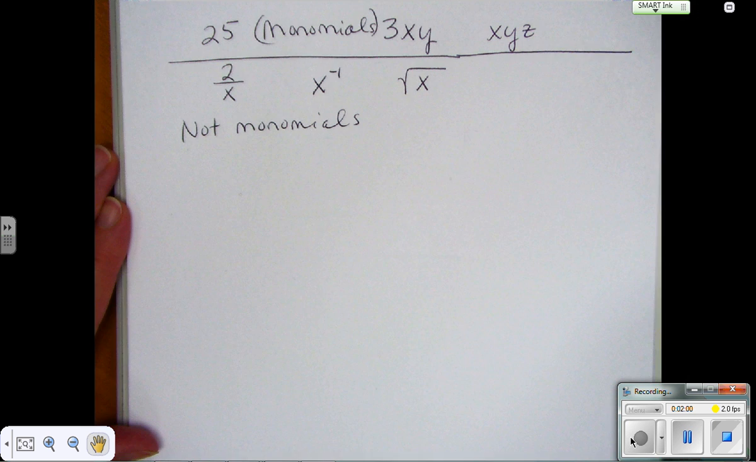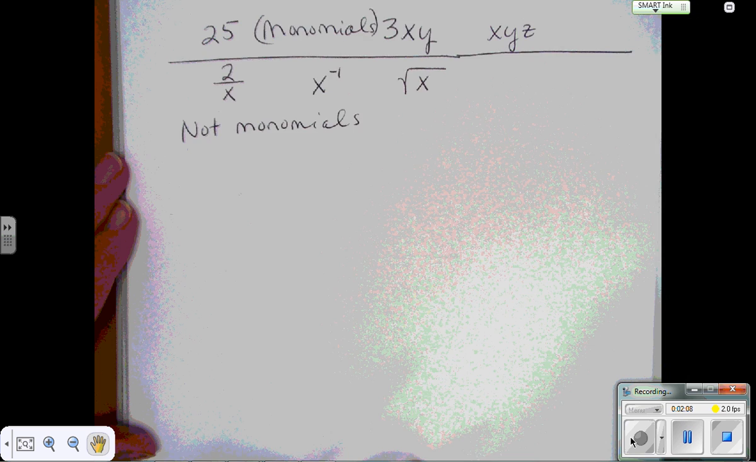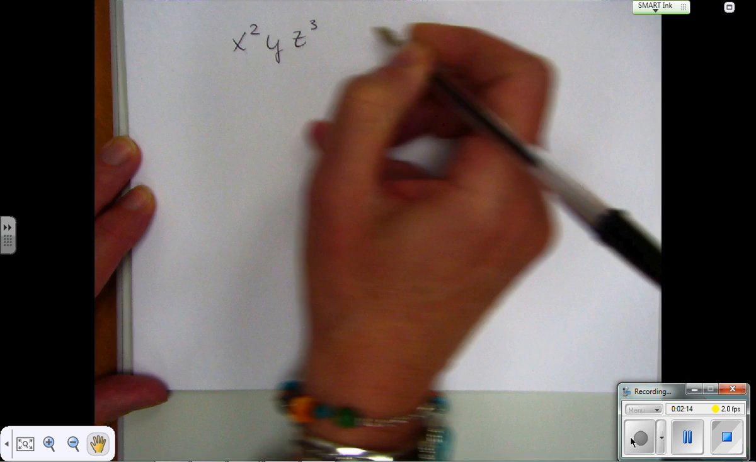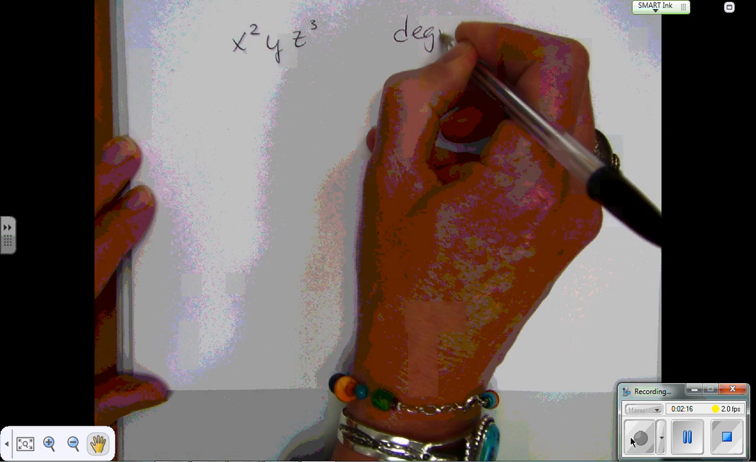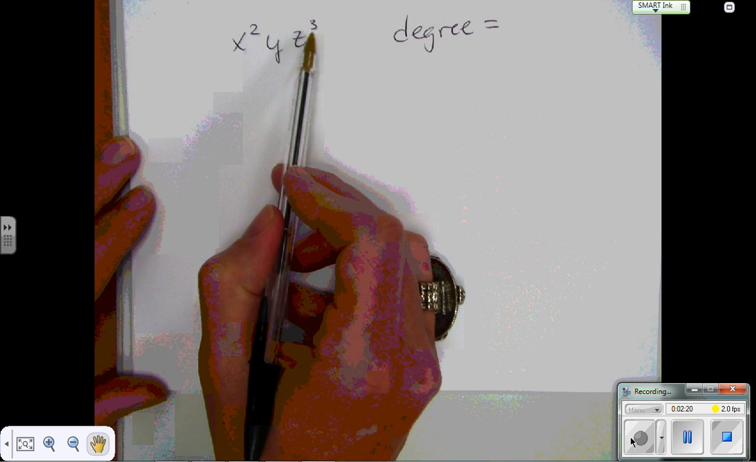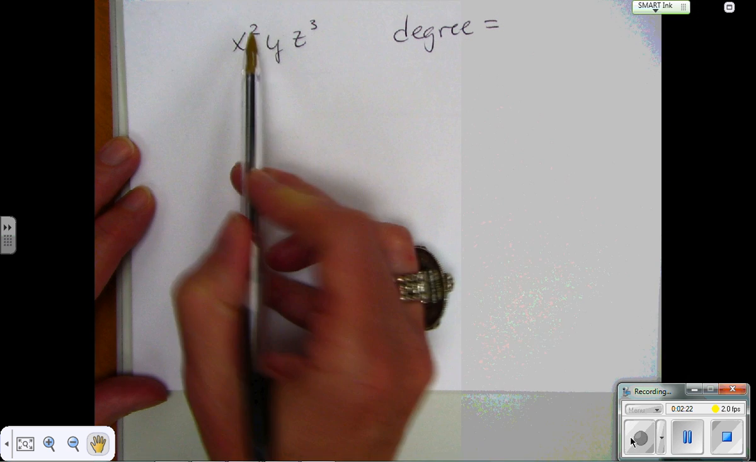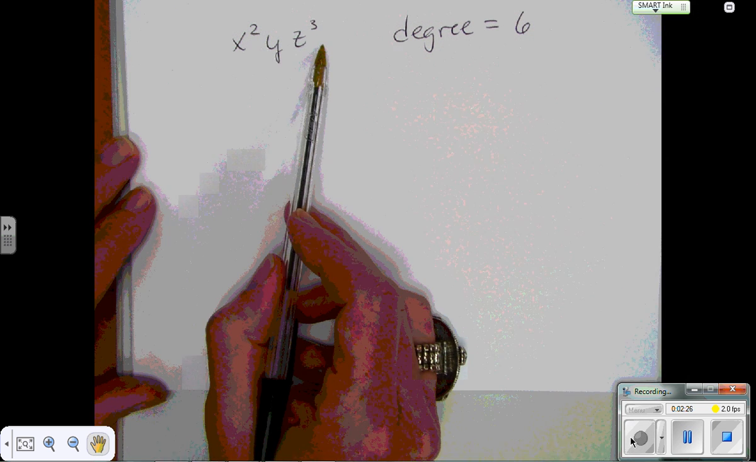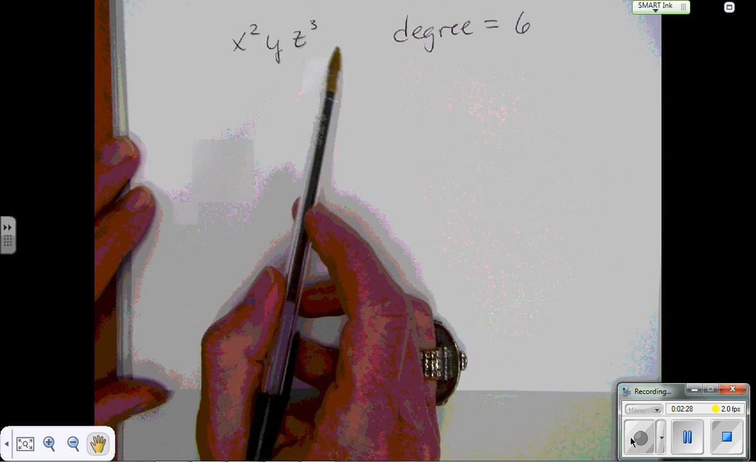Each monomial has a degree, and the degree is found by adding the exponents on the variables. So for example, if I had x squared y z to the third, and they want me to say what the degree is, I'm going to add the exponents together. So 3 plus 1 plus 2 is going to be 6. So the degree of this monomial is 6. That's all that they're talking about.